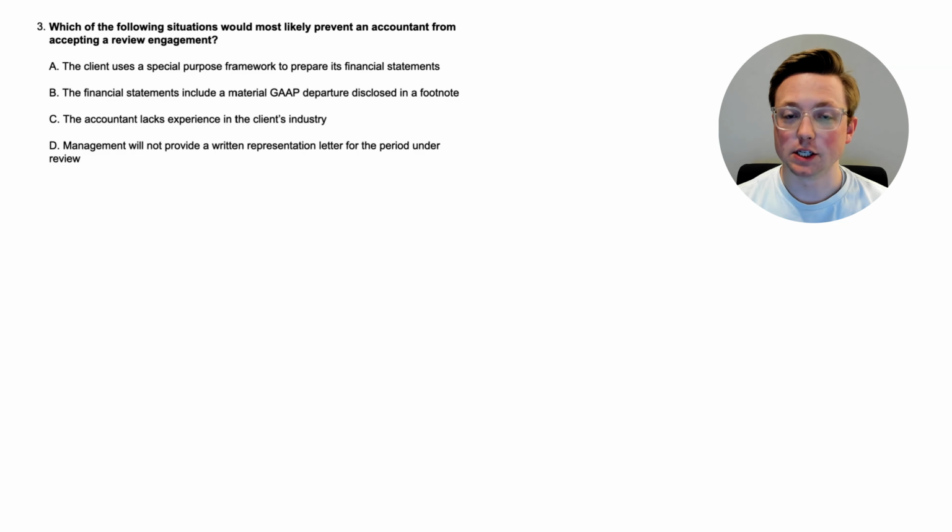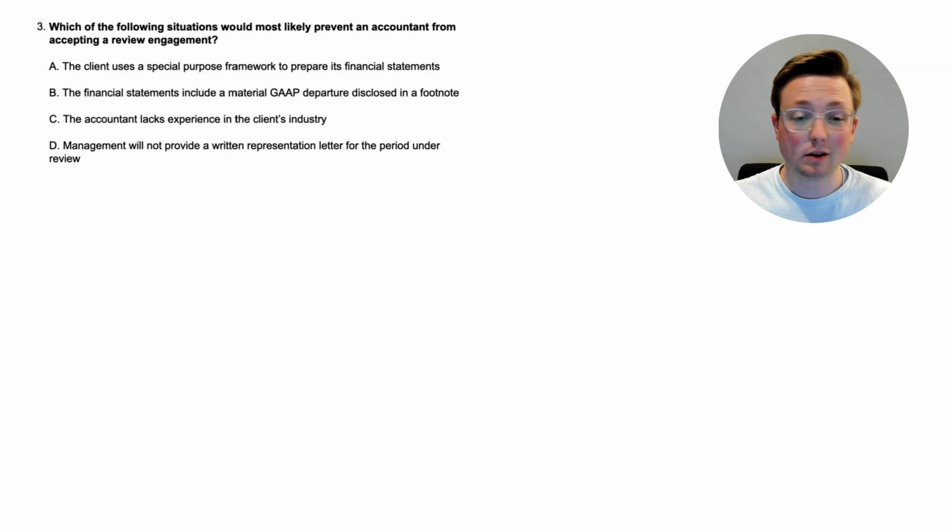Okay, here we are at question 3. Which of the following situations would most likely prevent an accountant from accepting a review engagement? Okay, let's go through the options. Option A, the client uses a special purpose framework to prepare its financial statements. Option B, the financial statements include a material GAAP departure disclosed in a footnote. Option C, the accountant lacks experience in the client's industry. Or option D, management will not provide a written representation letter for the period under review. So which of the following situations would most likely stop the accountant from even accepting a review engagement?